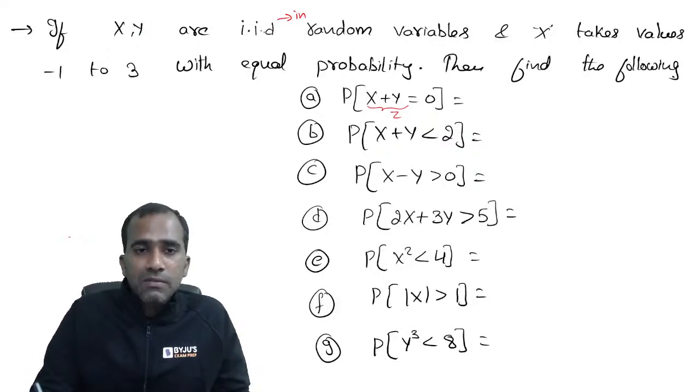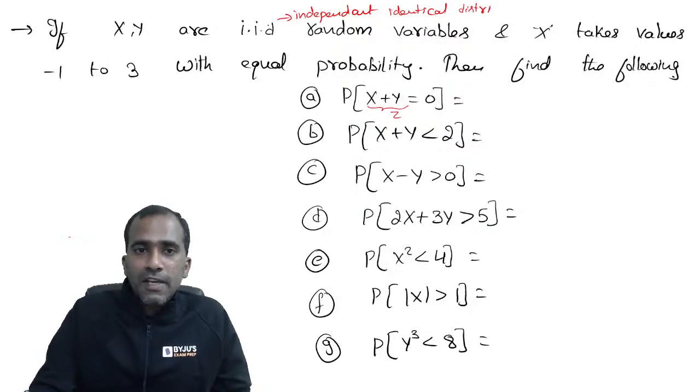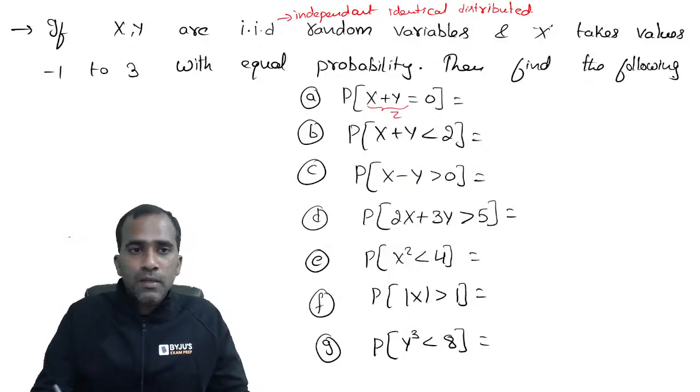Whenever they use the word IID, it means independent, identically distributed. The first I means independent, and the second I means identical, which means X and Y have the same PDFs: identical PDFs, identical moments, etc. So X and Y have the same PDF and an independent relation.